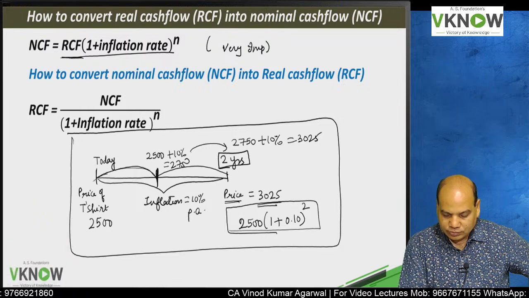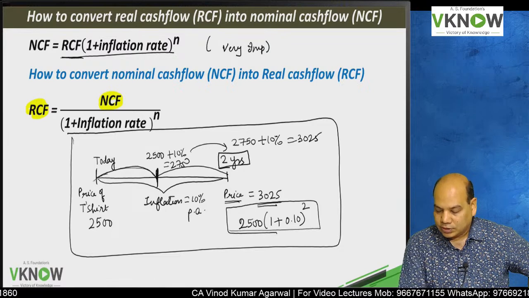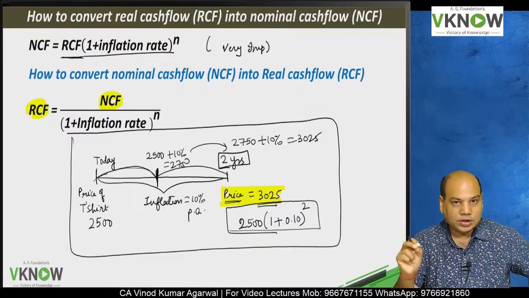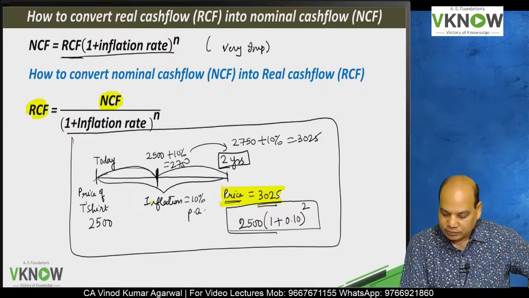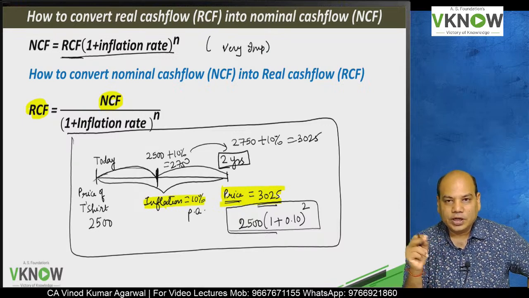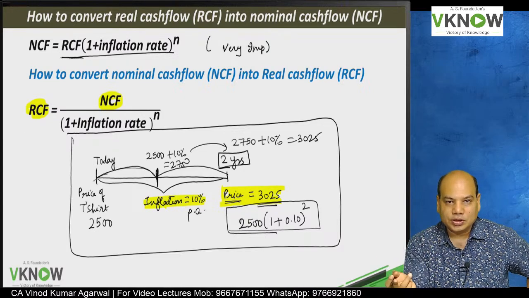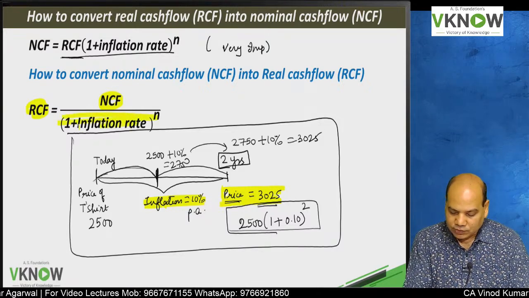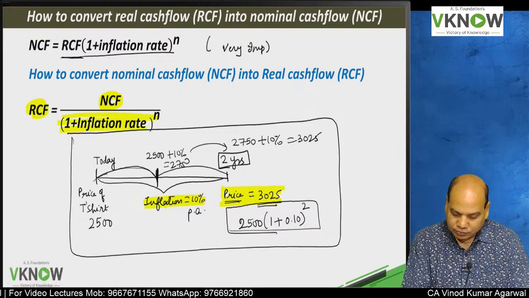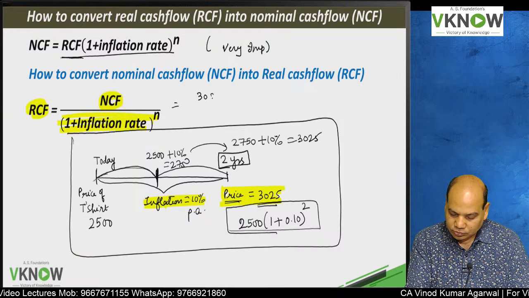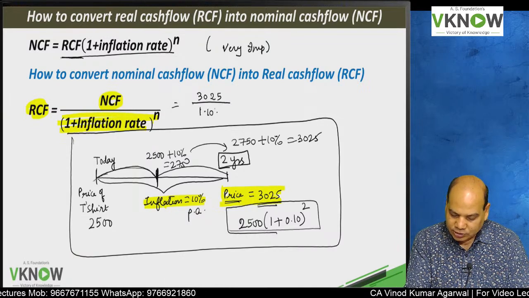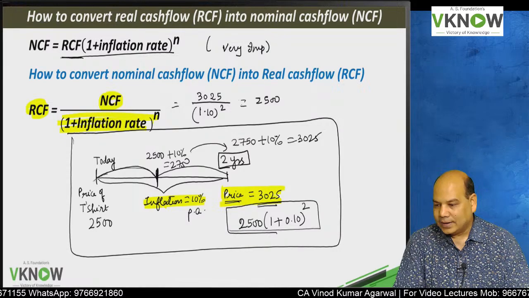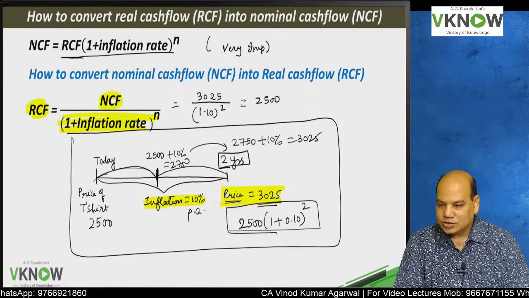Reverse working also they can ask you. Suppose after 2 years the price of the t-shirt will be 3025, inflation is 10%. Had there been no inflation, what would be the price? For the reverse working, I have to do nominal cash flow divided by 1 plus inflation rate to the power n. This will be equal to 3025 divided by 1.10 to the power 2. You have removed the inflation, and the answer is 2500. Both formulas are just the same formula presented in a different way.